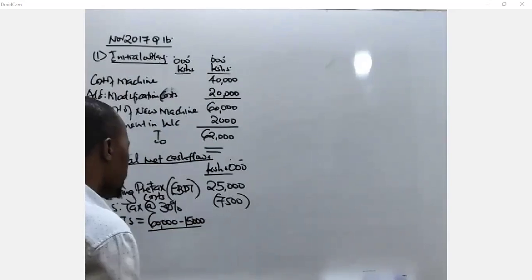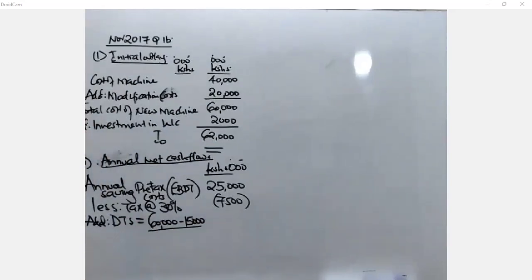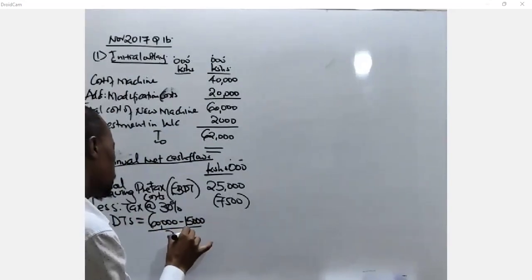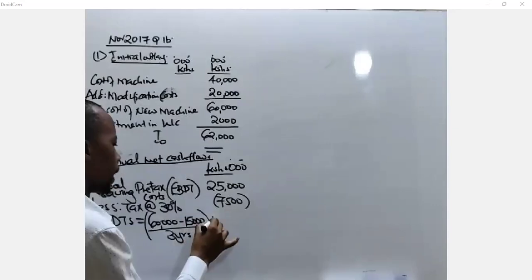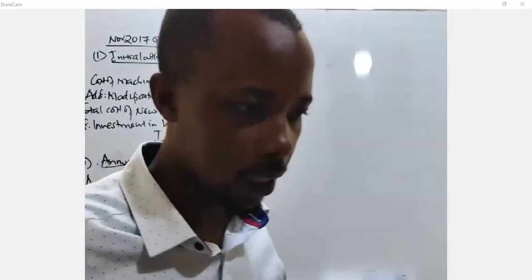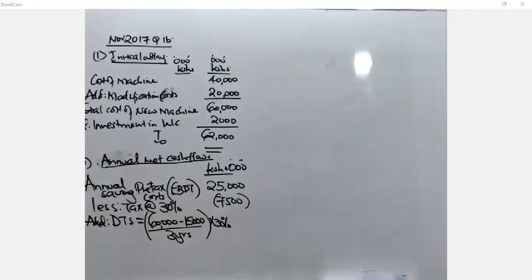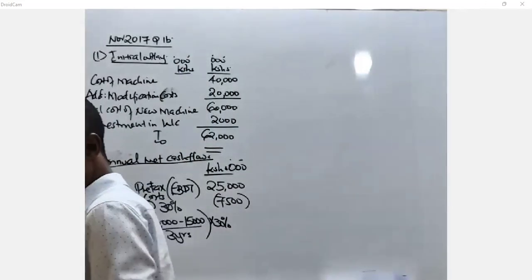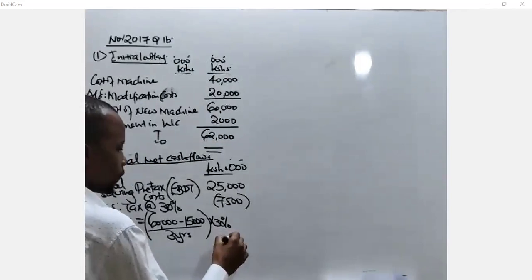You divide these by the useful life of the project, which is given as 3 years, and all of these you multiply by the tax rate of 30%. So how much is this? Someone take the calculator and compute on our behalf. 45 divided by 3, we are getting around 15, times 30. We're getting around 4,500.